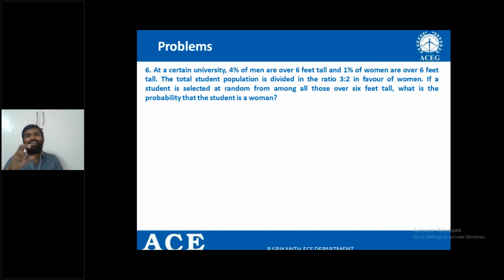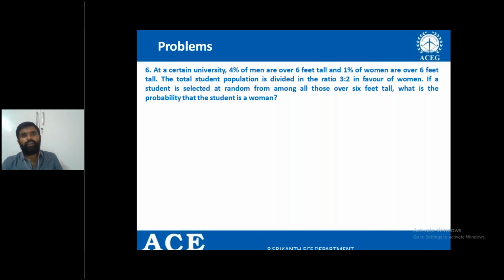So now I'm supposed to select a student, and who is that student? The student with 6 feet height. What is the probability that the student is a woman? That is what I'm supposed to find here. After selection, you are finding the probability of some event, that is, the student is a woman. So what is the event here? Selection is an event, and the student is a woman is an event, right?